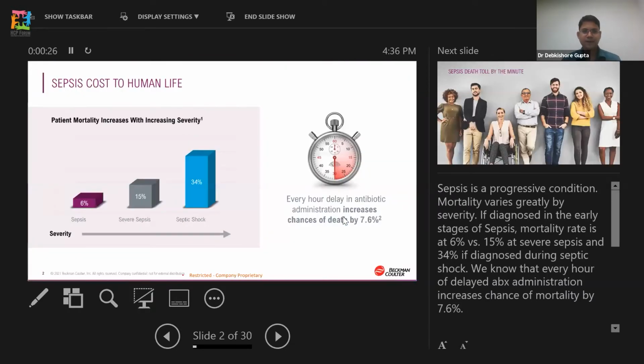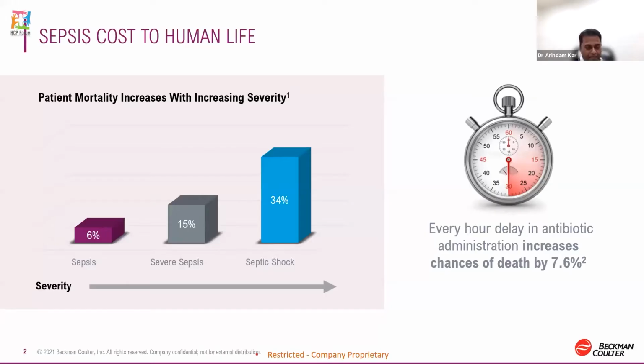Well, we all know that the cost of sepsis to human life is quite significant, and patient mortality increases with increasing severity. If you can diagnose sepsis in the very early hours, mortality is around 6%, but if it goes into the septic shock stage, the mortality rises up to 34%. And every hour of delay in antibiotic administration increases the chances of death by 7.6%.